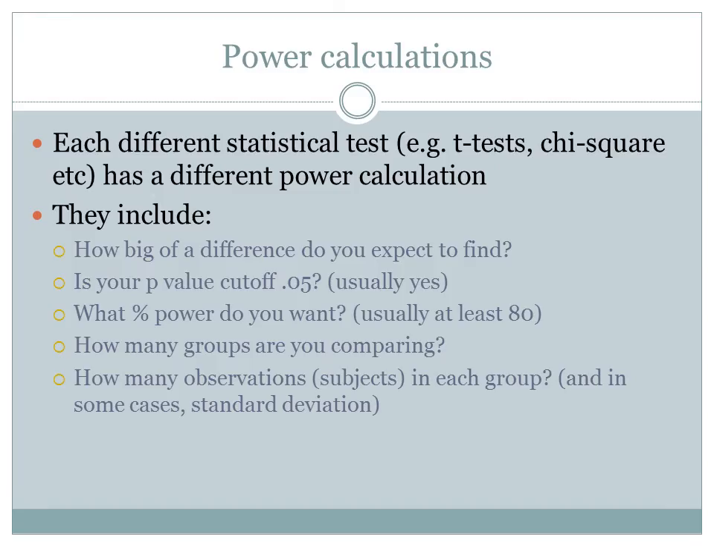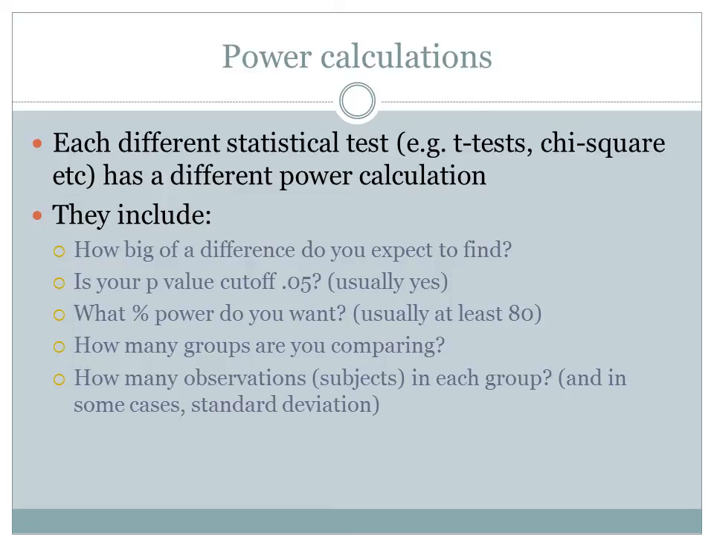So there are these things called power calculations, and there is a different one for each different statistical test, which we've already talked about in another webcast. So t-tests, chi-square tests, analysis of variance, etc., they all have their own power calculation. And the example that I'm going to show you in this webcast is about t-tests.